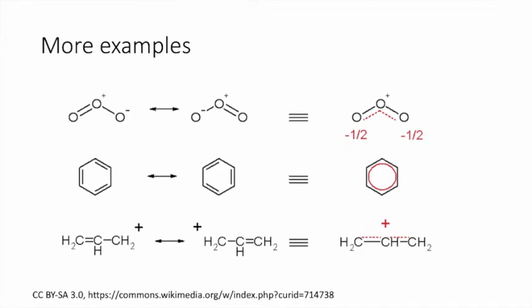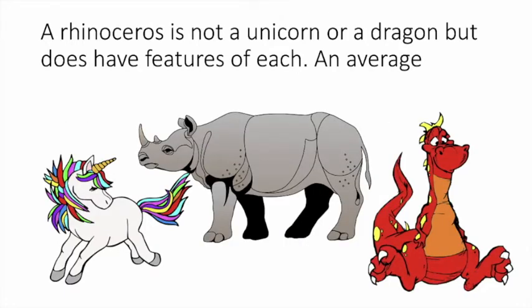On the left-hand side, you see the resonance structures, and these are indicated by that double-headed arrow. But on the right, you see what's really going on. These electrons are delocalized, and the bonds aren't single, they aren't double, they're somewhere in between. Here's another way to illustrate this. A rhinoceros is not a unicorn, and it's not a dragon, but it does have features of each. It is an average, and that's what we're looking at with resonance structures.